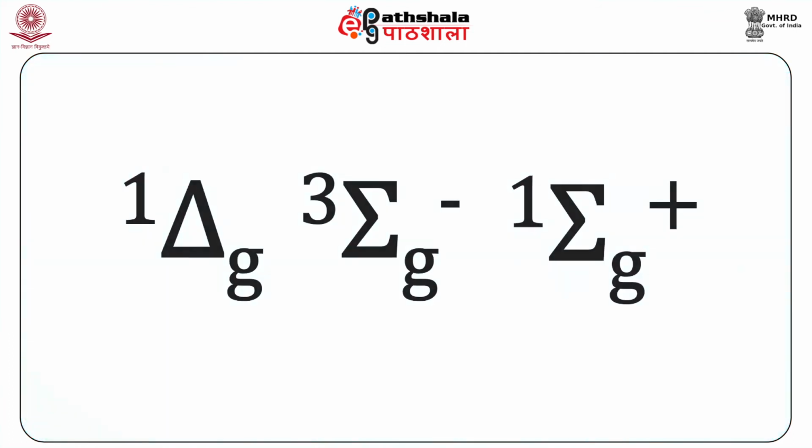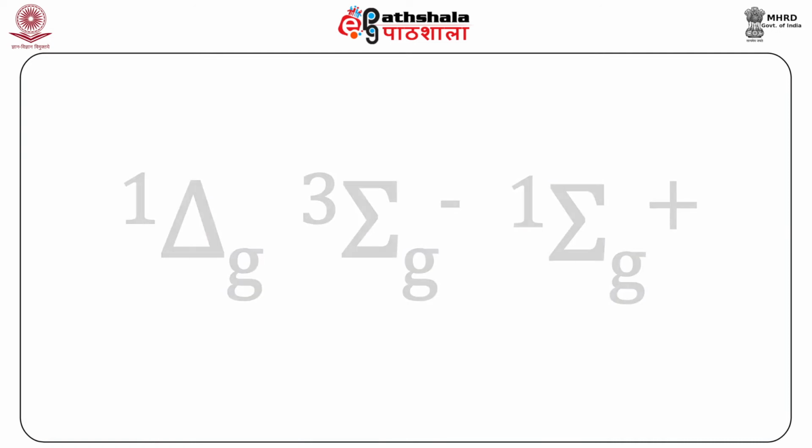We also know that triplet states have symmetric spin components and antisymmetric spatial components. So, the triplet state is 3Σ minus and the singlet state is 1Σ plus. Finally, both electrons are in u orbitals. So, the final state will be obtained by u multiplied by u, which is equal to g. So, we finally have 3 states arising from this configuration, and these are 1Δg, 3Σg minus and 1Σg plus.